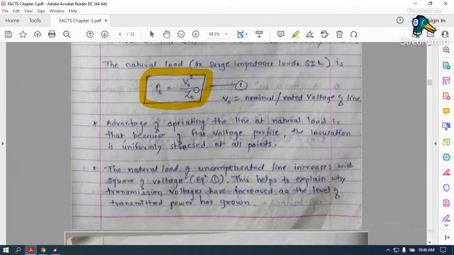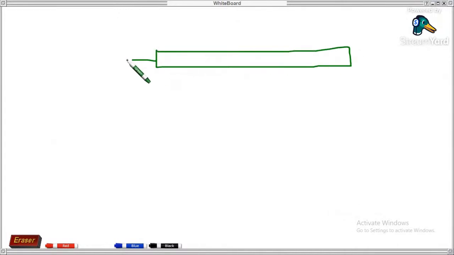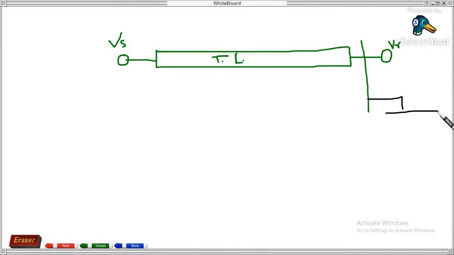P0 is equal to V0 square upon Z0. Let me consider this as a transmission line, with receiving gain and sending gain. This is your transmission line. At the receiving end, obviously, here you will connect a load.